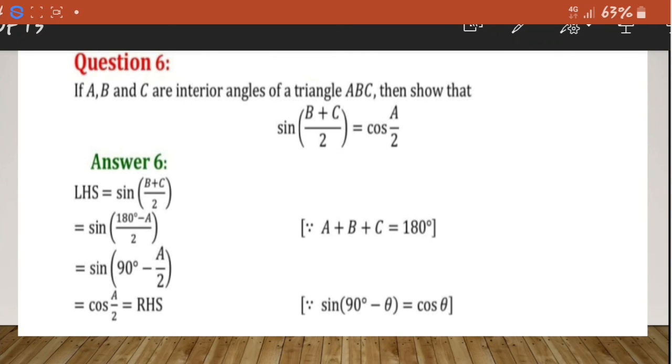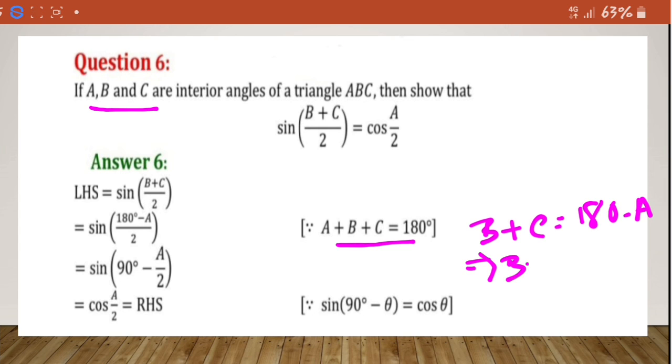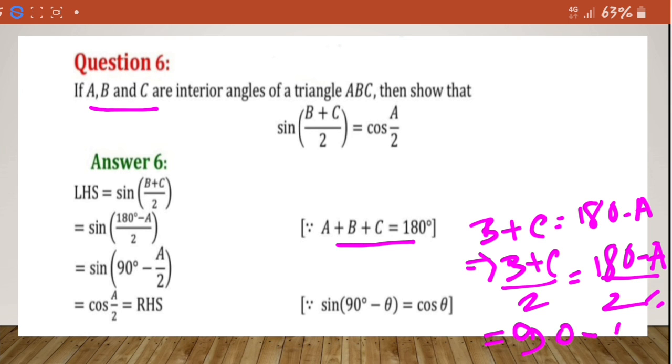Look at the solution. You know that A, B, C are the interior angles of the triangle. That means you can say that A plus B plus C is equal to 180 degree. Right, that means B plus C is equal to 180 degree minus A. Okay, that means (B plus C)/2 is equal to (180 minus A)/2. Okay, or if you simplify this right hand side, you can say that it will be 90 minus A/2.